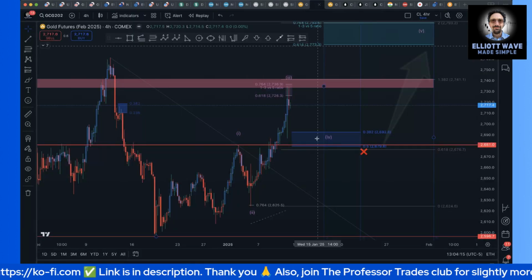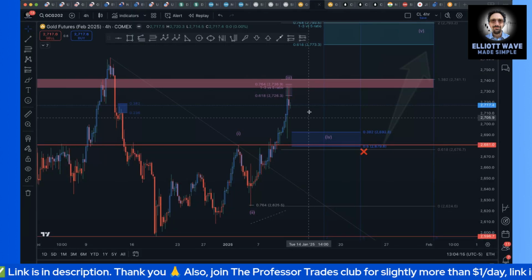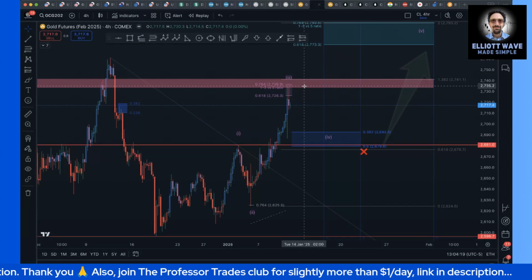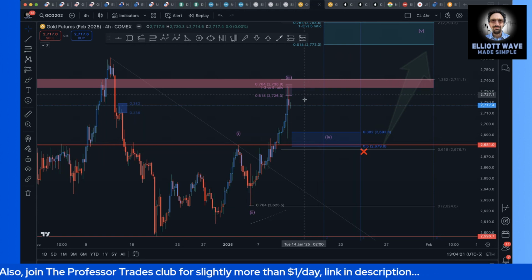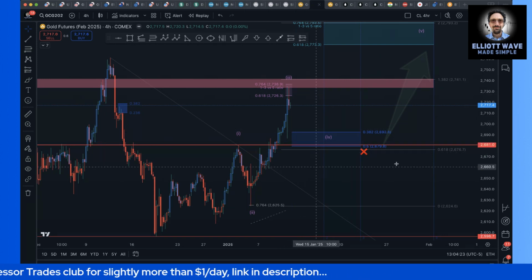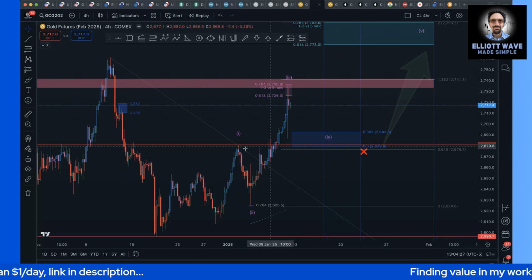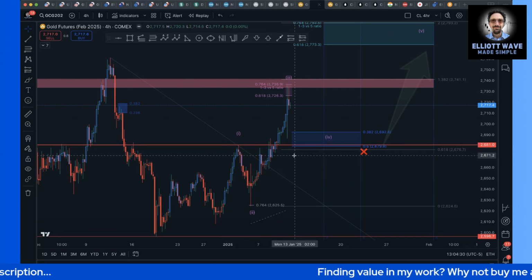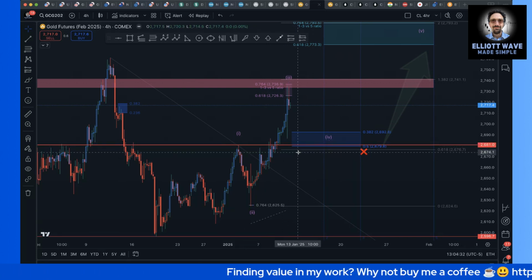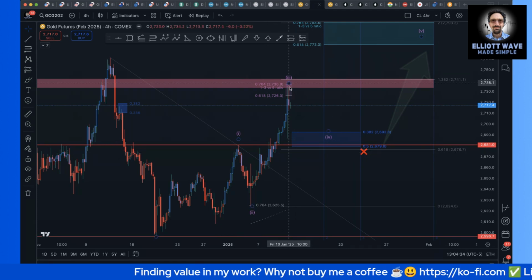So if I have to just give you parameters, it cannot make a new high over 27.35, and it needs to come down, but you do not want to see it get below 26.81. So basically, the ceiling is in, and I believe the floor is in at 26.81. All right, so you've got a $50 range.